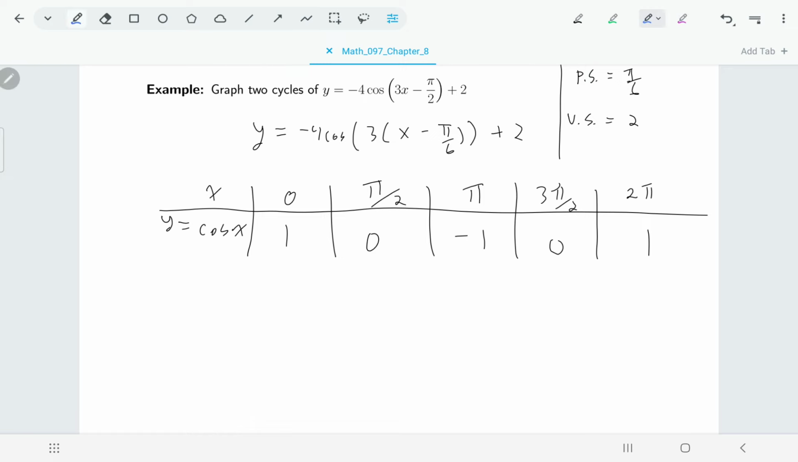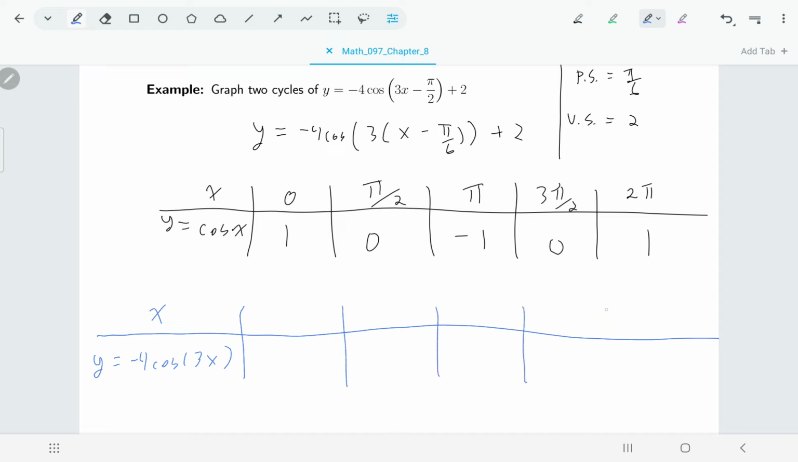So there we go. We've got our basic 5 points for cosine, and now we're going to do the same thing, but this time get our basic 5 points for the stretched version of cosine. So we'll be looking at something where it's y equals -4 cosine of 3x. So ignoring the pi over 6 for now, ignoring the 2 for now, just dealing with our stretches, what are we going to get? So for the vertical side of things, we're going to be taking all of our y values and multiplying them all by -4.